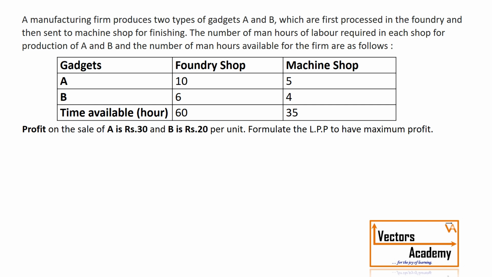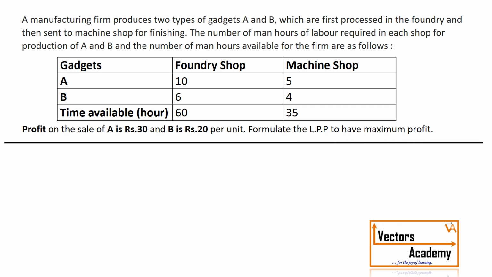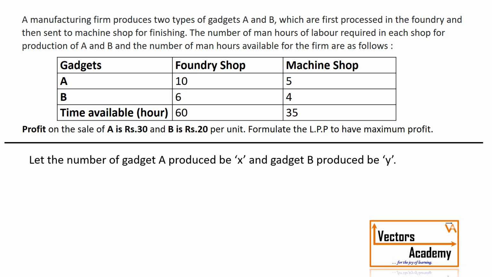The question in fact is bigger than the answer. The answer is just a few lines. Let's look at how it is solved. First of all, the products of the company are gadgets A and B. So we'll assume our variables now. Number of gadgets A produced be X and number of gadget B produced be Y. So X and Y are our variables. X is the number of gadget A produced and Y is the number of gadget B which is produced.